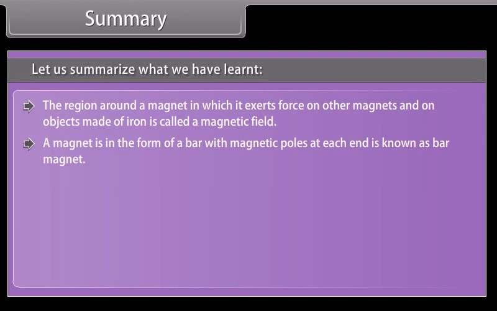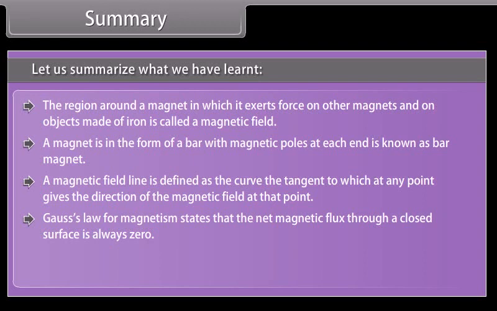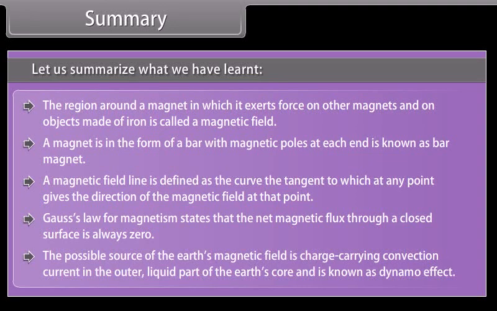A magnetic field line is defined as the curve, the tangent to which at any point gives the direction of the magnetic field at that point. Gauss's law for magnetism states that the net magnetic flux through a closed surface is always zero. The possible source of the Earth's magnetic field is charge-carrying convection current in the outer, liquid part of the Earth's core and is known as dynamo effect.